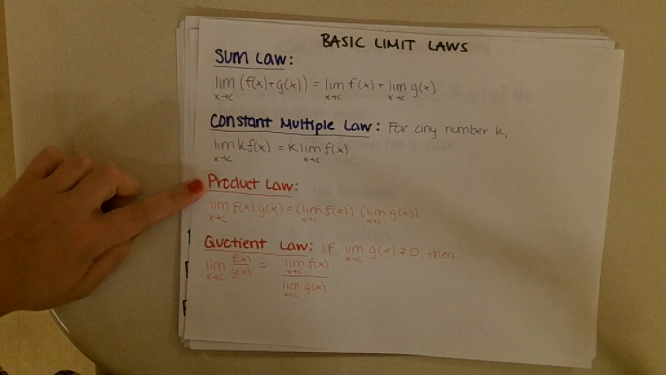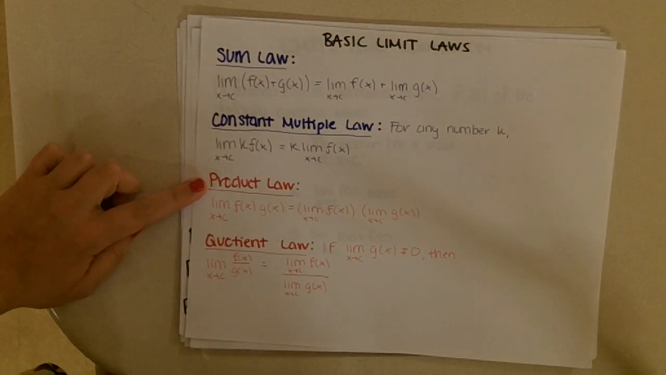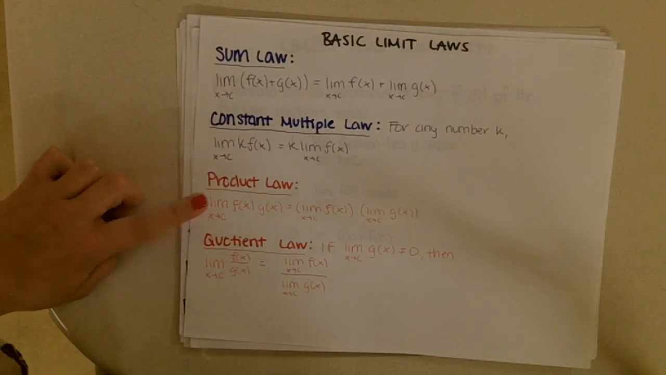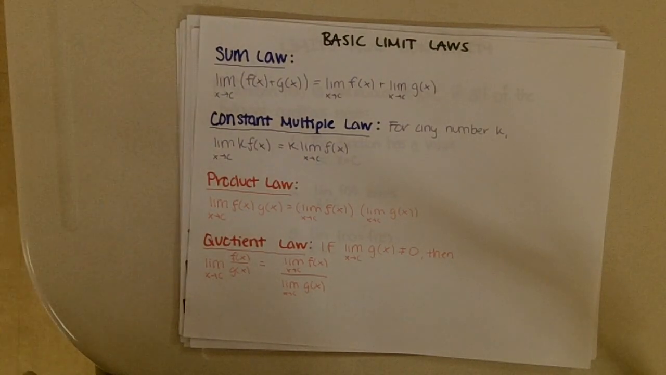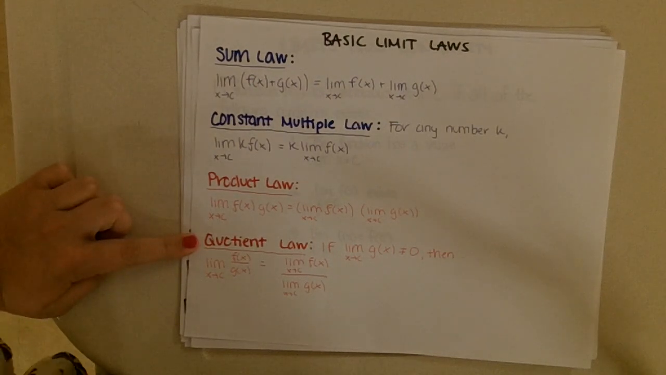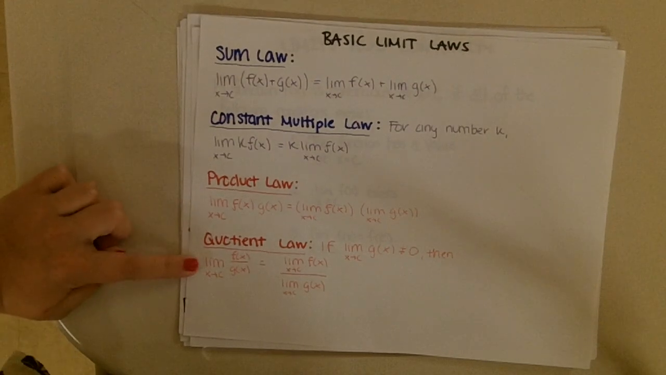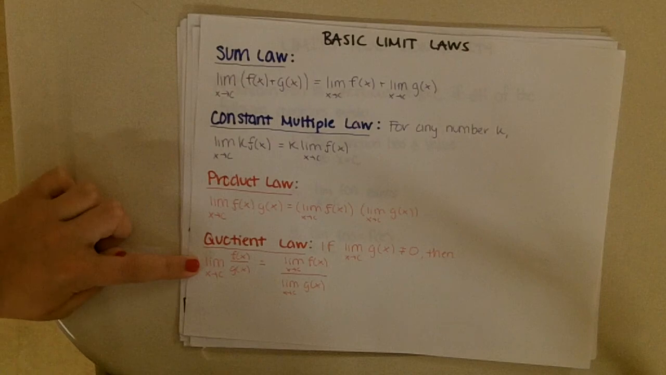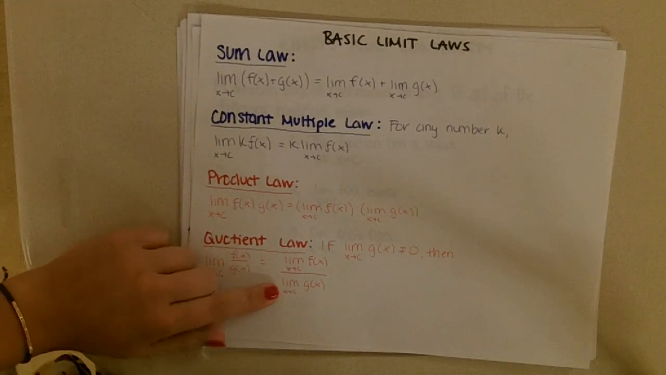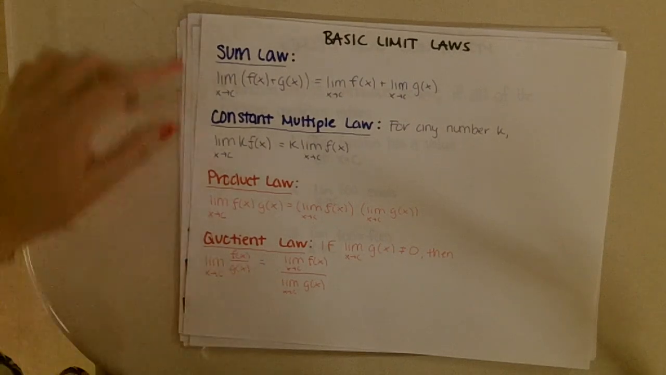Next we'll be discussing the product law. This law states that the limit of f of x times g of x as x approaches c can also be expressed as the limit of f of x as x approaches c times the limit of g of x as x approaches c. Lastly, the quotient law. If the limit of g of x as x approaches c is not equal to 0, then the limit as x approaches c of f of x divided by g of x is equal to the limit of f of x as x approaches c divided by the limit of g of x as x approaches c.